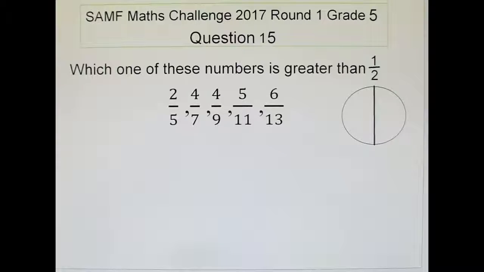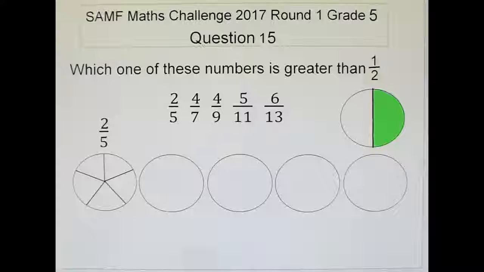If we're going to have 1/2, the fraction a half means we've got 2 pieces altogether to make up a whole, and we've got 1 of them. So let's shade in 1/2. For the number 2/5, we're going to divide it into 5 pieces.